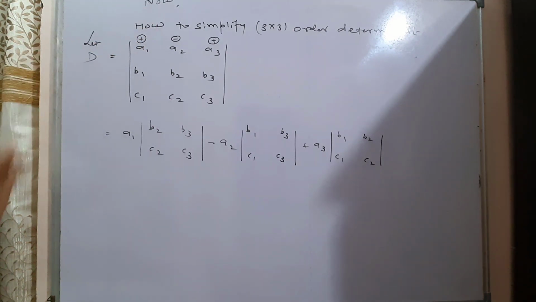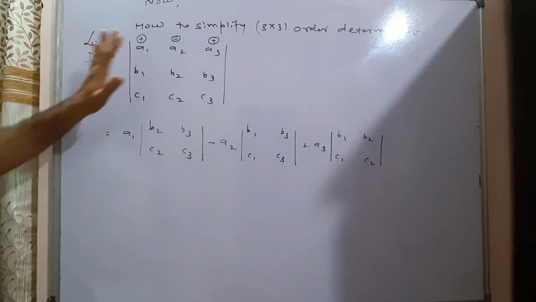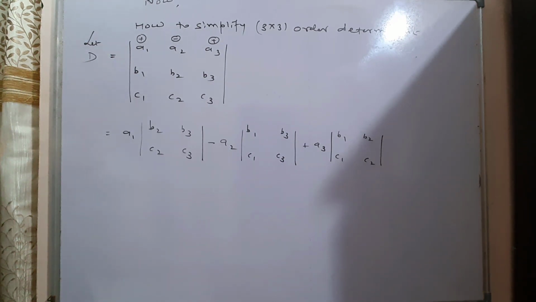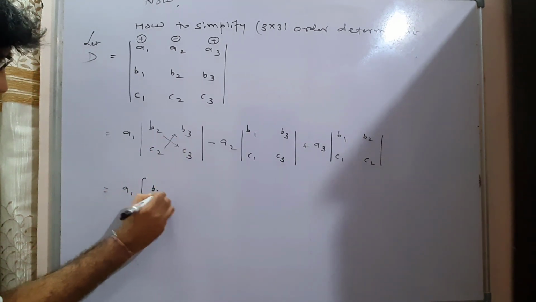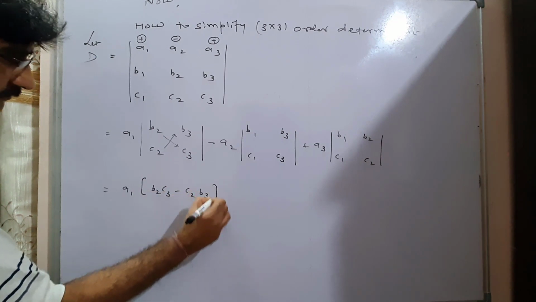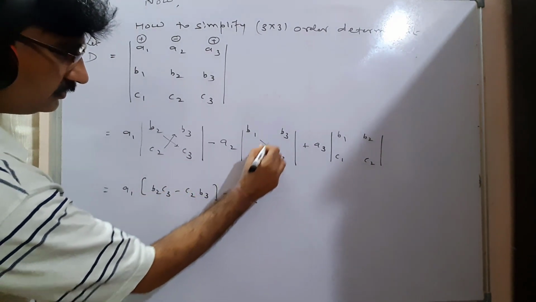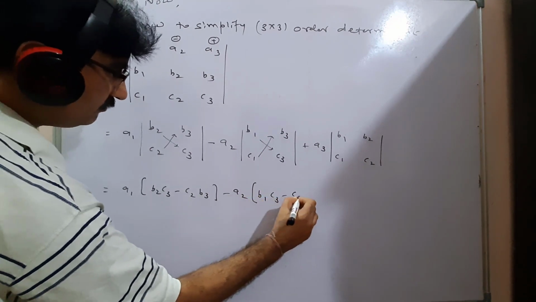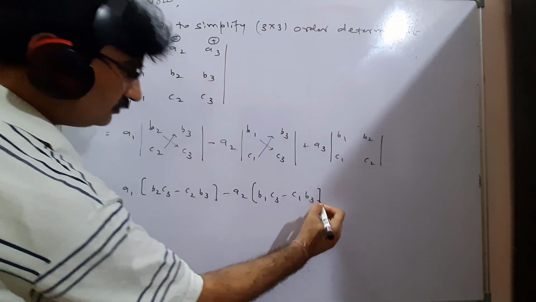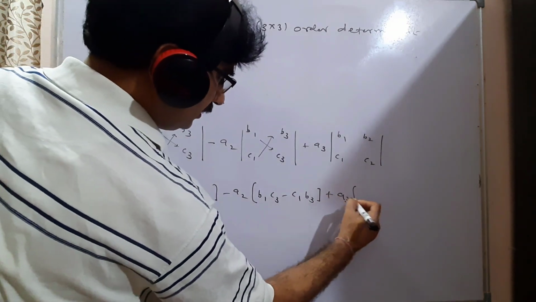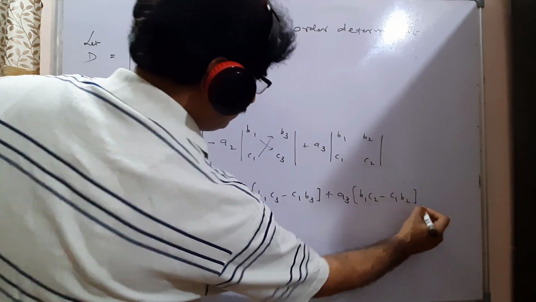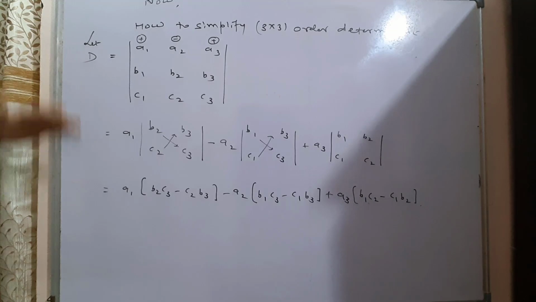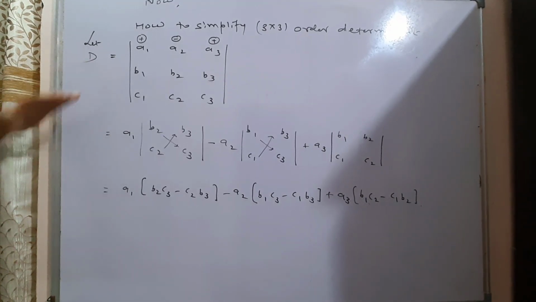If you simplify by any row or any column, the value of the determinant should come out the same. Now again, you take cross multiplication of these two to simplify: B2 C3 minus C2 B3, minus A2 into, again taking the cross multiplication, B1 C3 minus C1 B3, again plus A3, and here again B1 C2 minus C1 B2. In such a way we have to simplify this 3 by 3 order determinant. So this is the theory part.